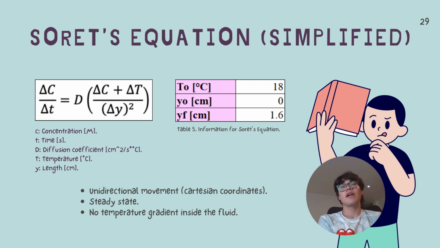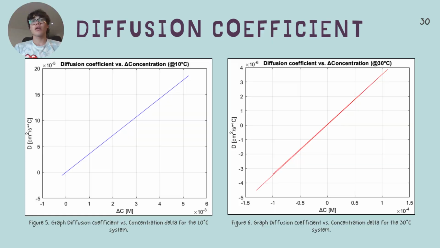First, we have the temperature of the ambient, that is 18 Celsius degrees, the initial position, that is 0 centimeters, and the final position, that is 1.6 centimeters. And this is the position where we took the samples. From these mathematical procedures that we followed using the Soret's equation, we can obtain a different diffusion coefficient for each delta in concentration. So here we present this data converted into graphs of diffusion coefficient versus delta concentration.